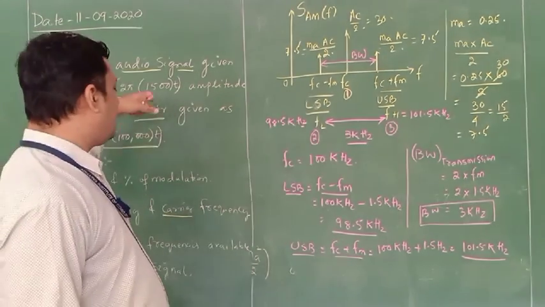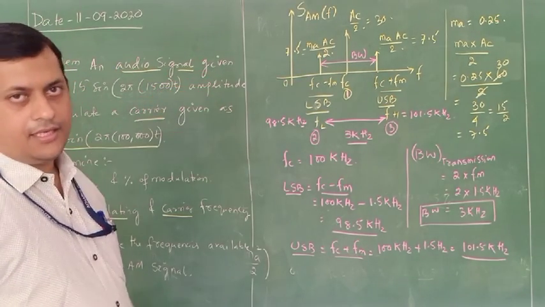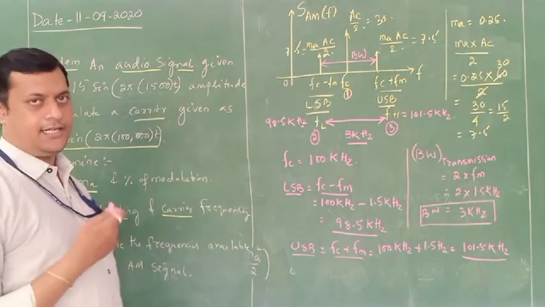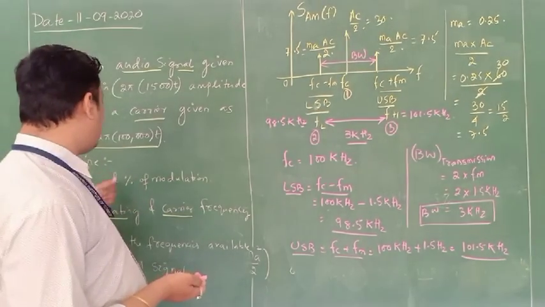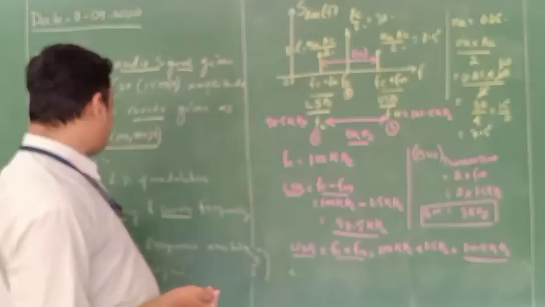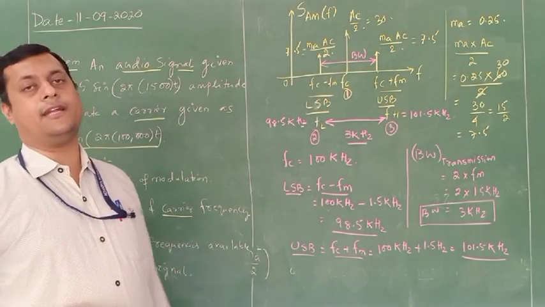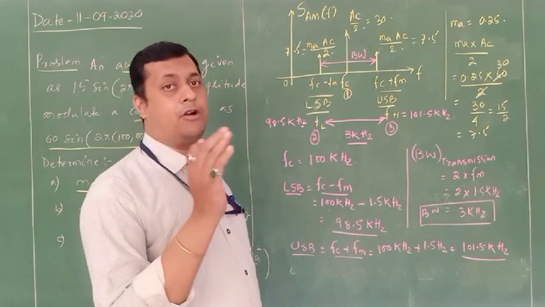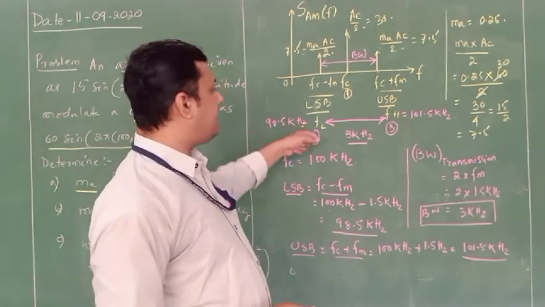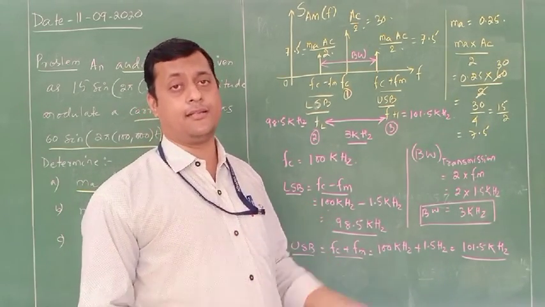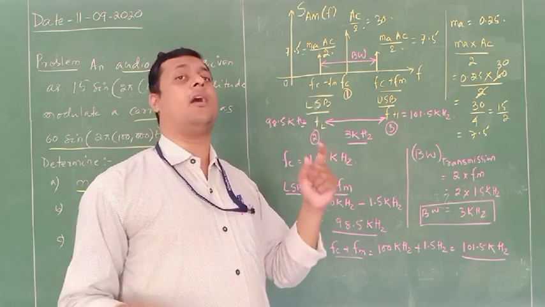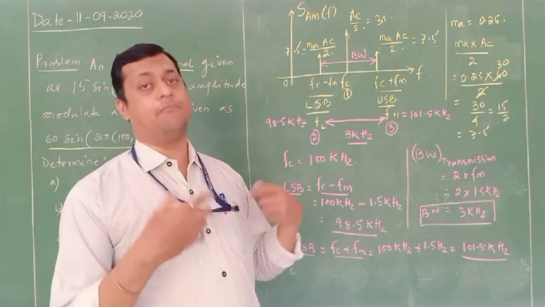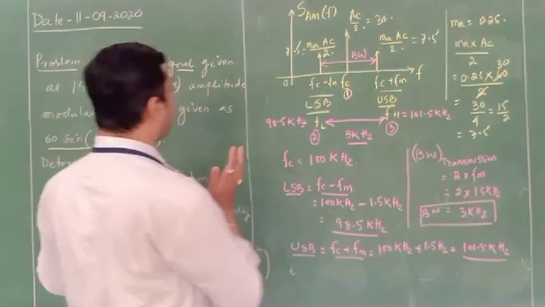According to the question, we have asked each and every point with respect to the frequency, with respect to the modulation index, with respect to the percentage of modulation, with respect to the frequency available in modulating signal and carrier, as well as the frequency component available in the modulated signal. So these are the subtle things which help us to understand how many components are available in an AM signal, if it is single tone and if it is multi-tone. Okay, so this is the first problem which we have solved.